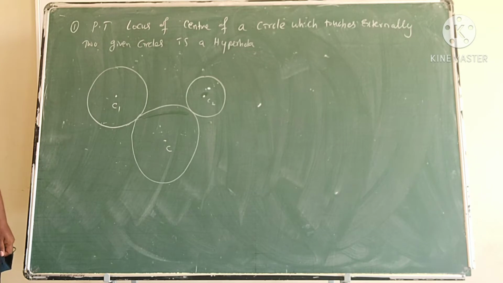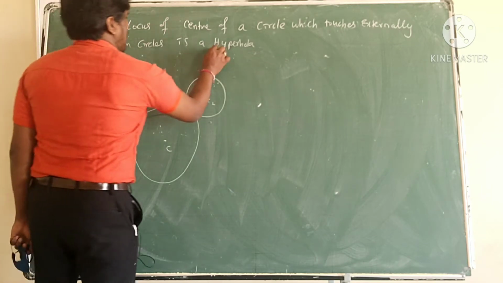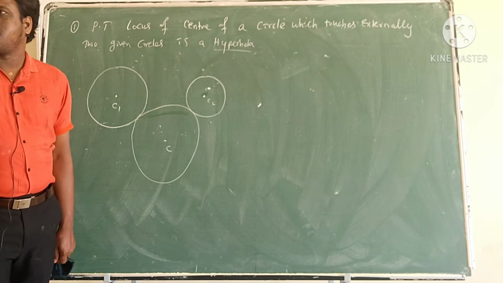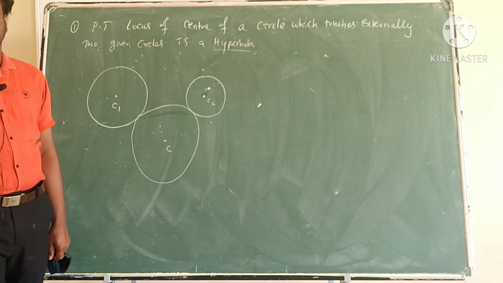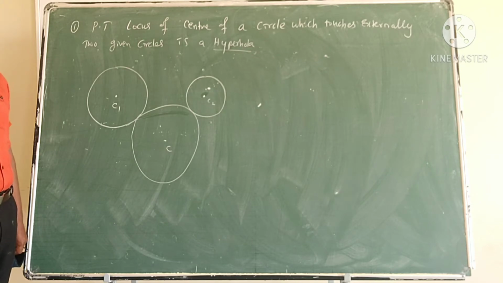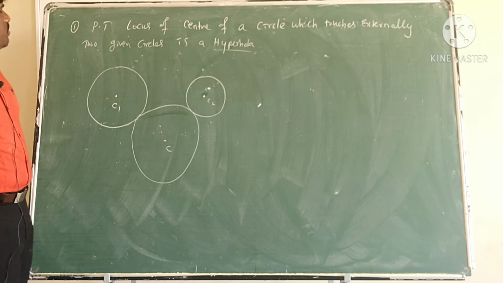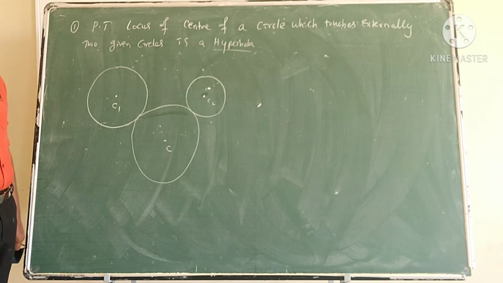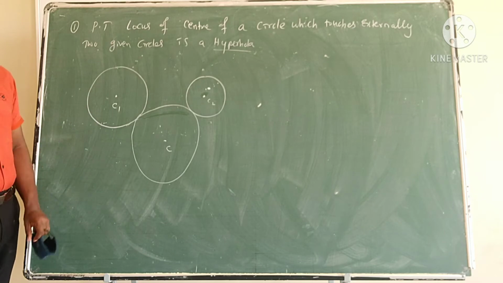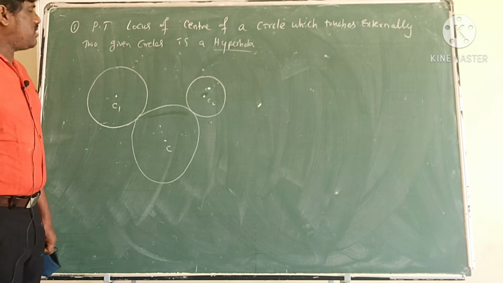In the exam they will give options like hyperbola, parabola, ellipse, and ask which it is. The locus of the center of a circle which touches externally two given circles is a hyperbola. We have to prove that. How will we prove this?